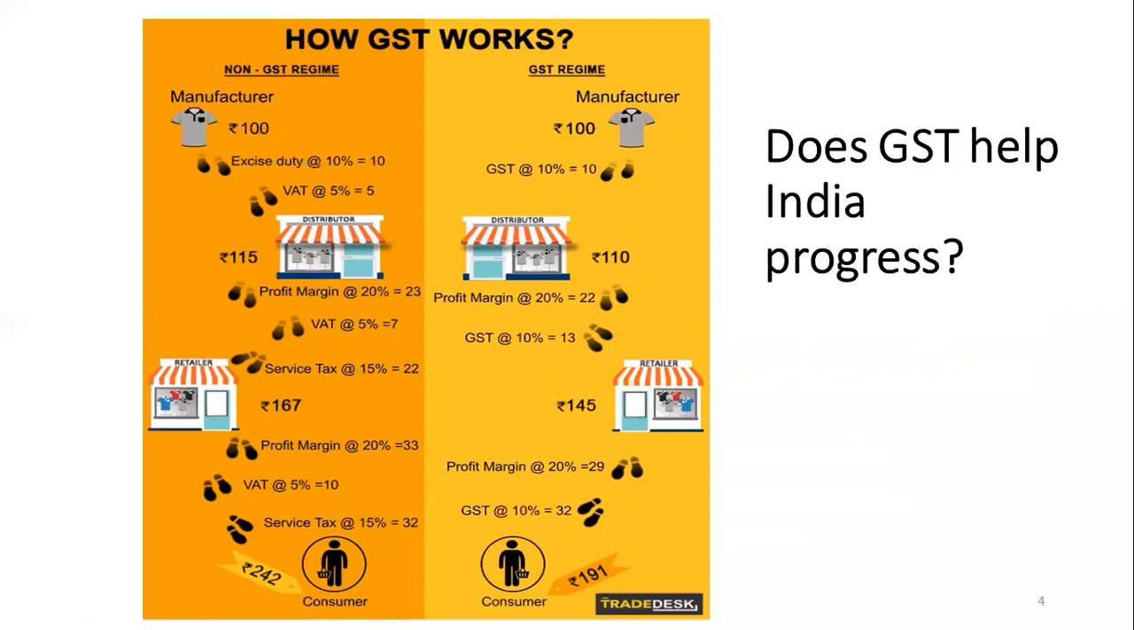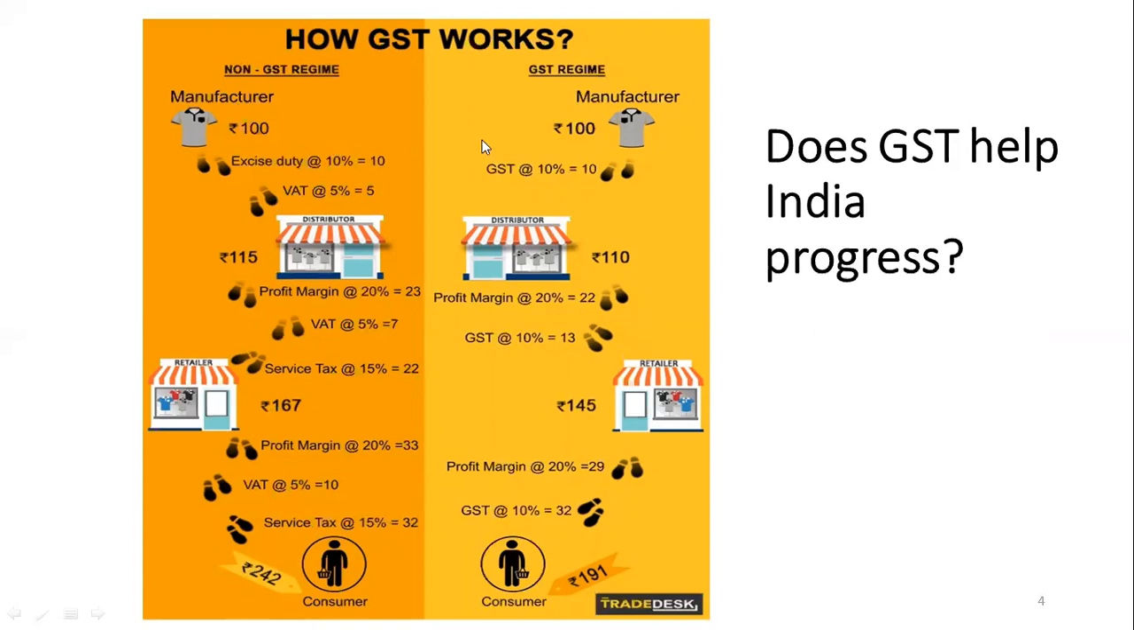Now, when the retailer, the end chain holder, is getting the product to the consumer, once again he is getting the profit of 1/5, then VAT 5%, then once again service tax 15%. So ultimately, the consumer is getting the product at rupees 242. That is the cost price for the consumer. Now think about the price of the manufacturer when he produced that product and look at the price of the consumer, how much he is paying to get the product. It's almost 150%. Rupees 100 was the manufacturer's cost and the purchase price of the consumer is 242.